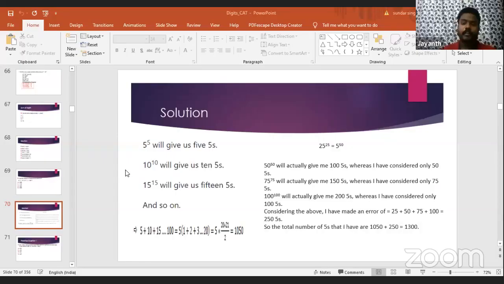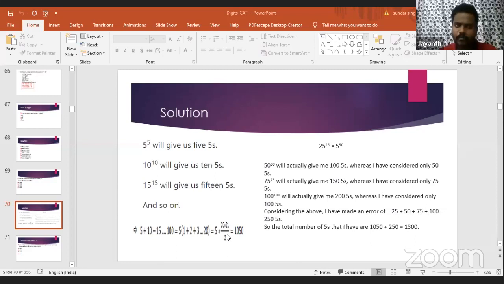Okay, look here. Whatever I said, I have given briefly here. 5 power 5 will give us 5 5s. 10 power 10 will give us 10 5s. Likewise, 15 power 15 will give us 15 5s, and so on. So 5 plus 10 plus 15 plus up to 100. If you take 5 as common, it is 1 plus 2 plus 3 plus up to 20, because 5 20s are 100. So this is the sum of 20 natural numbers, that is n into n plus 1 by 2.